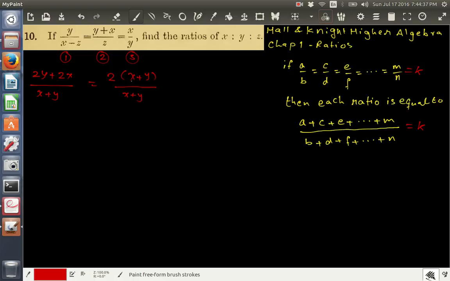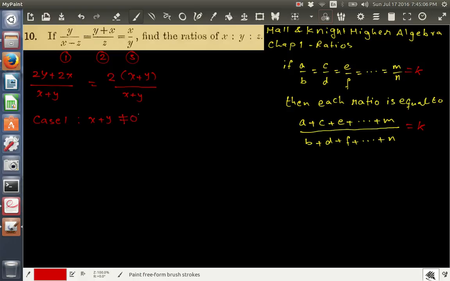Now this 2 times x plus y over x plus y is equal to all the individual ratios here, that is it is equal to y over x minus z, this is equal to y plus x over z, and this is also equal to x over y. Now we have two cases here. Suppose case 1 is when x plus y is not equal to 0.